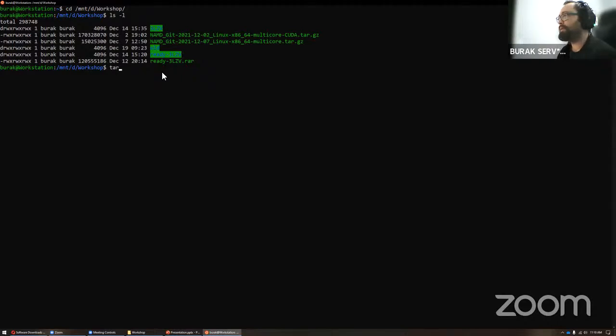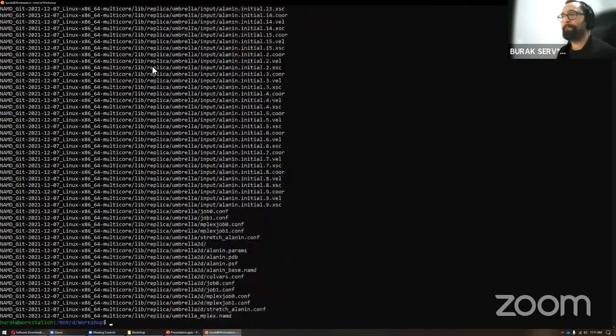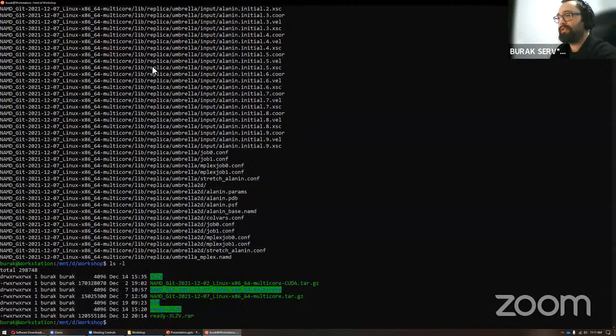Now we're gonna extract our files with the tar command. Tar, with the option x, that means extract all files. This is the tar options. Now MD7. Okay. Now we extract our files. Now we can check it. This is our MD folder.